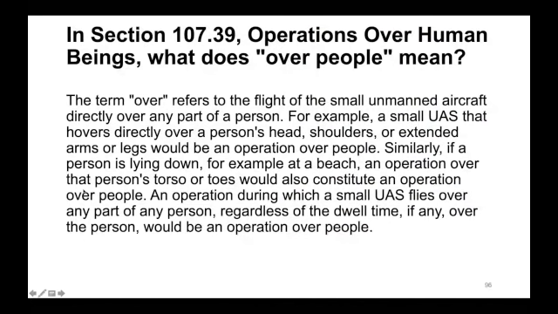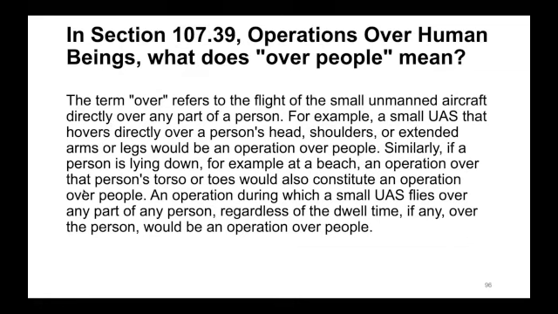In section 107.39, and you can download an electronic version of these rules, .39 talks about operations over human beings and what does over people mean. Again, this term refers to flying directly over someone or a group of people. For example, Miami Beach, July, want to fly down the beach. I don't know that you'd be able to go down the beach without flying over someone's head, shoulders, legs, arms. It'd just be impossible, and maybe even in the water. So the term says do not fly over people unless they are part of the operation.